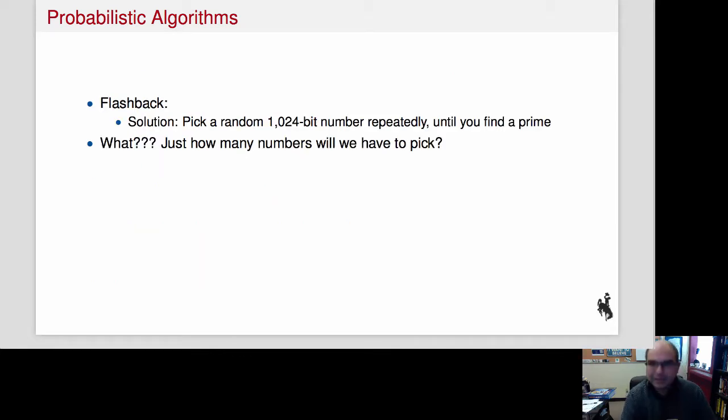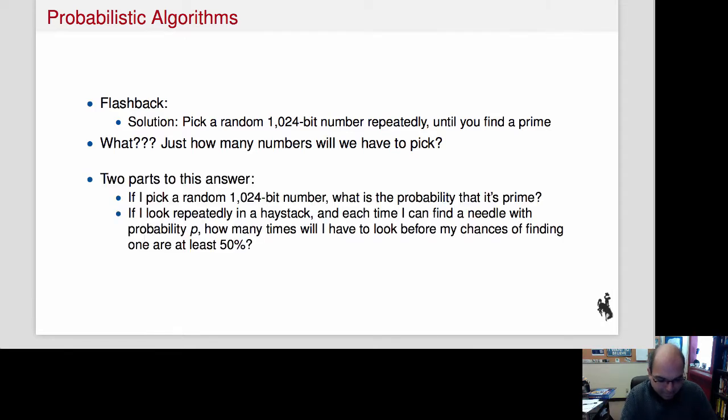Well, that's only half the story, right? Remember what we said. We need to know what's the probability that a random number is prime, and then we have to keep checking random numbers until we find one. Okay, how many numbers do we have to pick? Well, like I said, there's two parts to the answer. The first part is just knowing if I pick a number at random, what's the chance that that number is prime? Okay, that's a hard question.